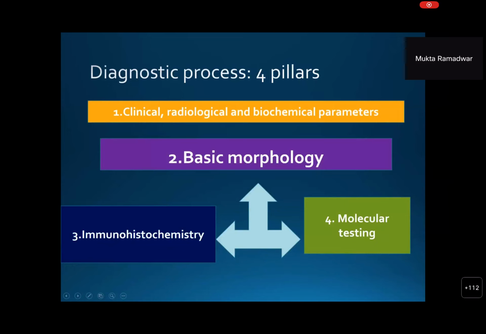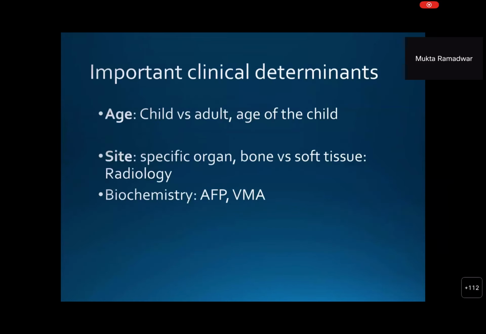Okay. Now coming to important clinical determinants. There are 3 important clinical determinants, out of which the first 2 are extremely important, and that is the age of the patient. Is the patient a child or an adult? And if the patient is a child, what is the age of the child? Is it less than 3, more than 3? Then site, a specific organ.